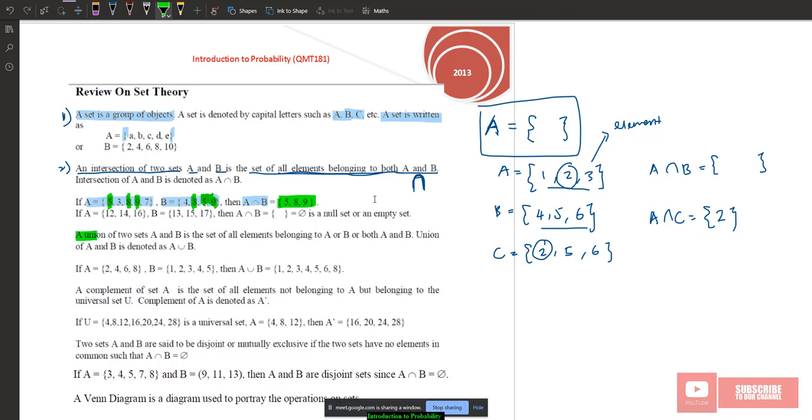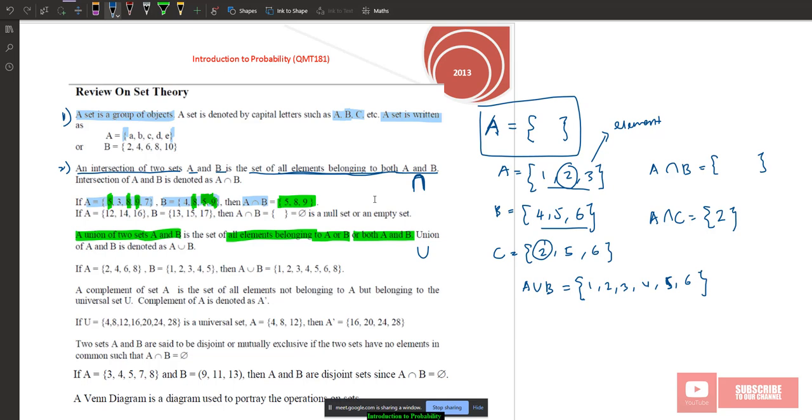So the union of two sets A and B is the set of all elements belonging to A or B or both A and B. So the notation of union is U. If you want to find A union B, it should be the combination of these two elements in set A and set B. So it should be 1, 2, 3, 4, 5 and 6. So this is the symbol and the definition for union set.